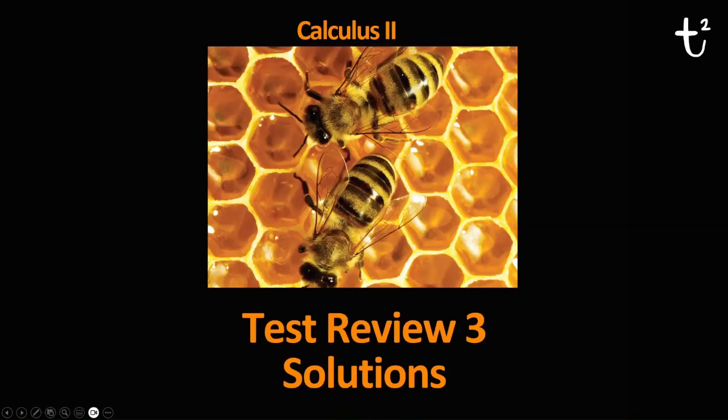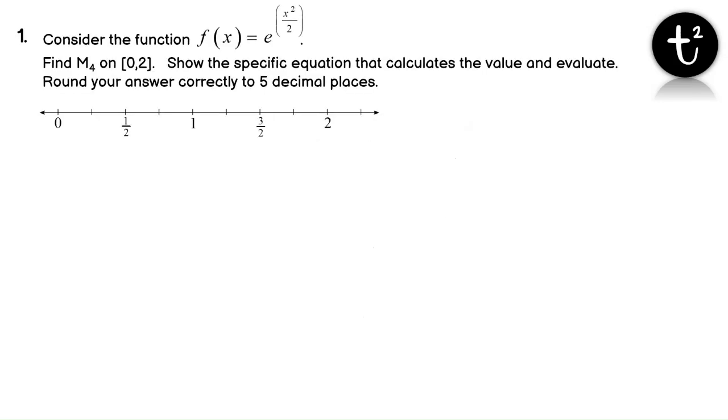Hi, we are going to look at the solutions for test review number 3 in this video. All right, so problem number 1 is an approximation problem where we are asked to approximate the value of the integral of e raised to the power x squared over 2 on the interval from 0 to 2.